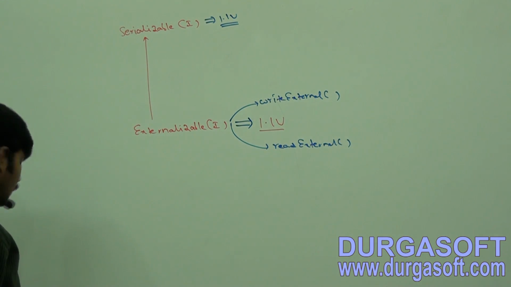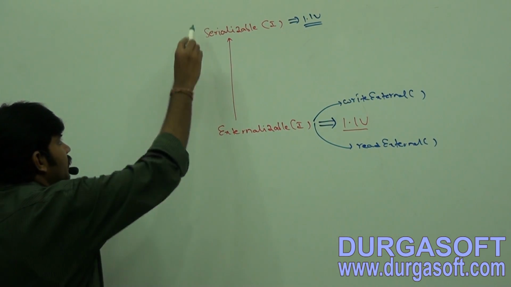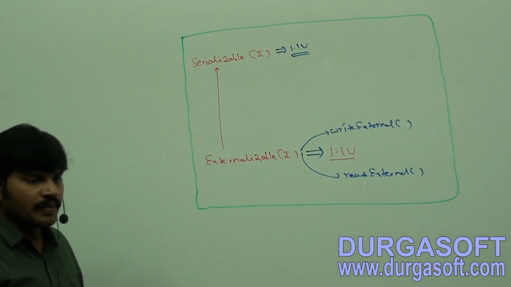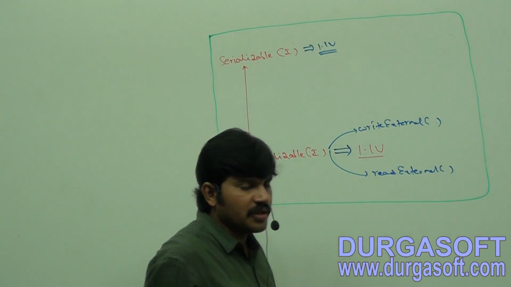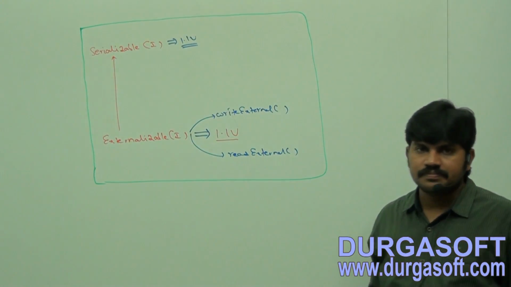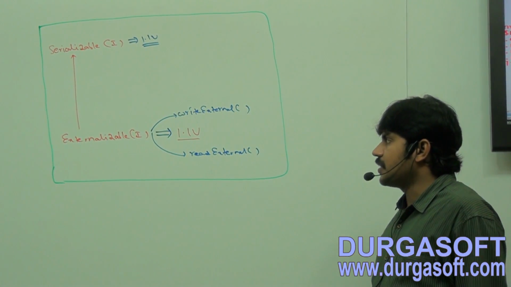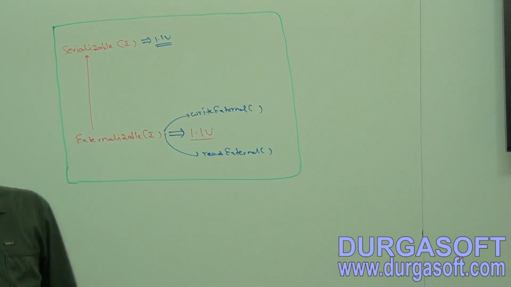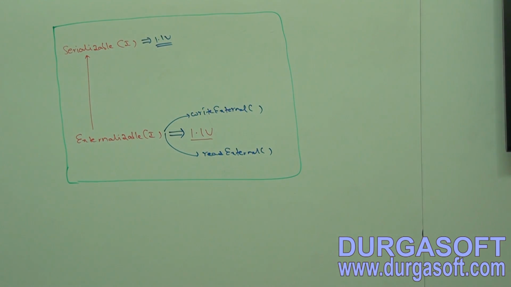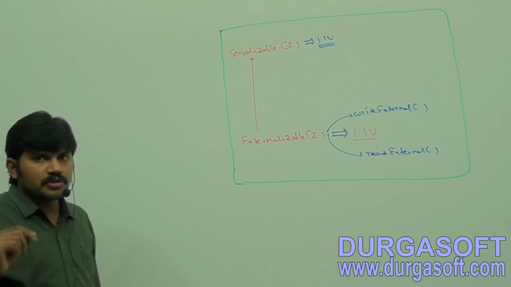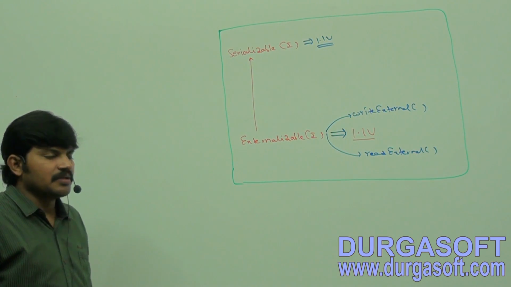Externalizable is the child interface of Serializable. Okay, take this diagram. Serializable, of course, came in the 1.1 version, and it doesn't contain any methods, of course, a marker interface. Externalizable contains 2 methods: writeExternal and readExternal. Both methods should be implemented explicitly by the programmer.